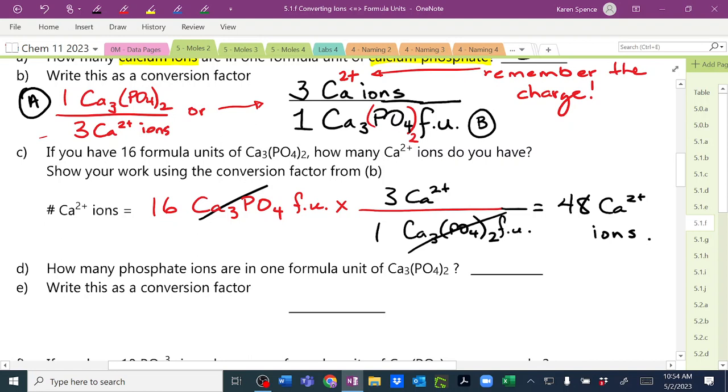How many phosphate ions are in one formula unit of Ca3(PO4)2? 2. And let's write this as a conversion factor.